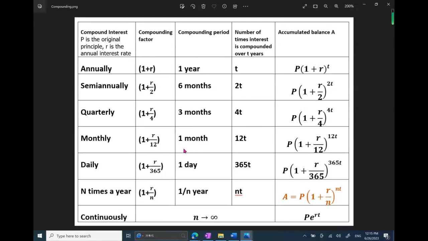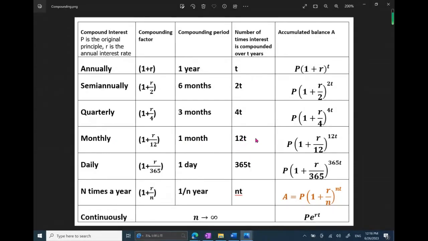The compounding period is 1 month. So if your compounding period is 1 month, in the case where your interest is compounded monthly, then for 1 year, the number of compounding periods would be 12, right? For 10 years would be 12 times 10.